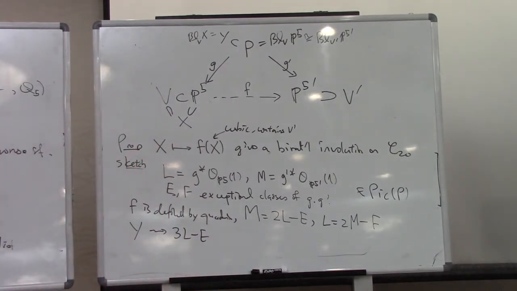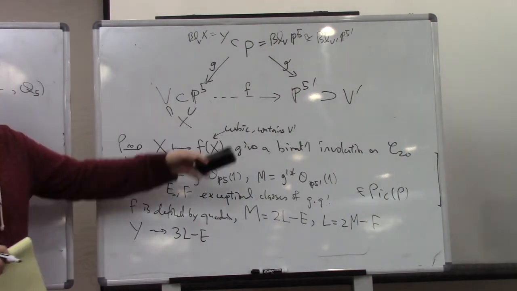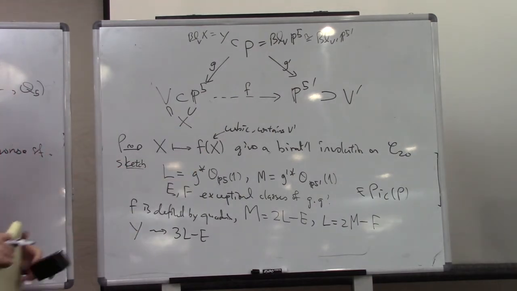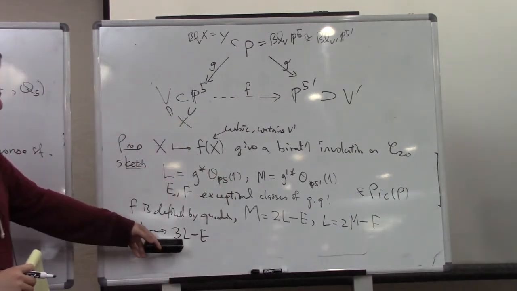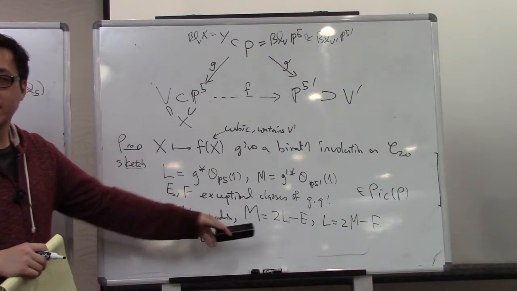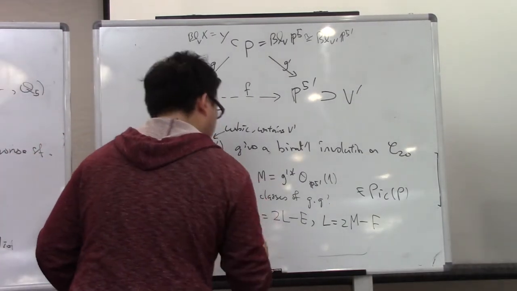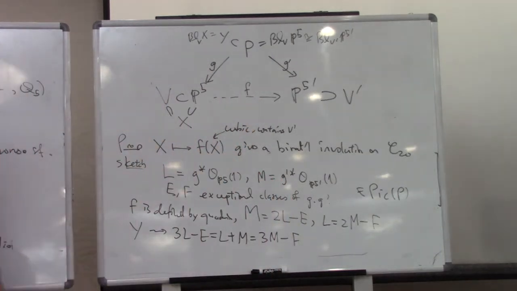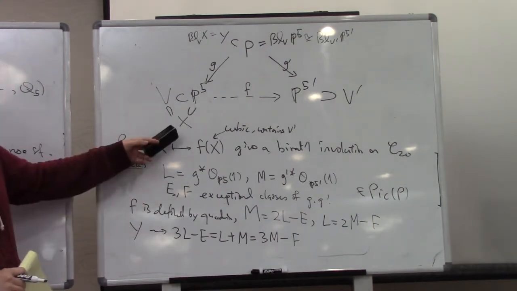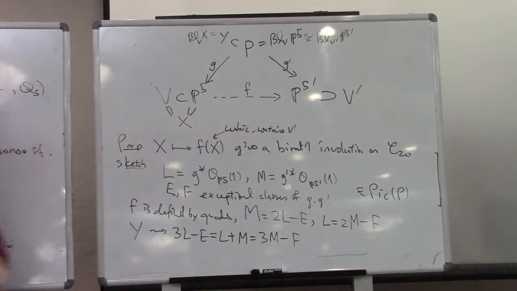The fact that F(X) is a cubic containing V prime just follows from a very nice symmetry. We have 3L minus E equals L plus M, and this equals 3M minus F. So it happens that if X is a cubic, then this argument shows that the image is also a cubic.